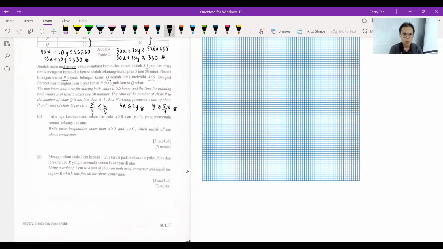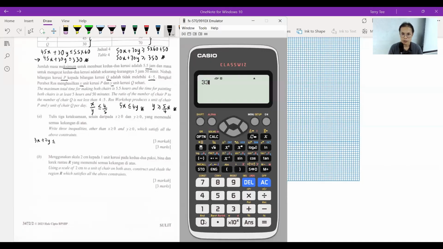Okay, well, for me, I will use this and simplify. Like the first one, 45, 30, and 330. I think I can divide by 15. As we divide by 15, 45 divided by 15 is 3, 30 divided by 15 is 2, and 330 divided by 15, not sure, use a calculator. 330 divided by 15, you should get 22.